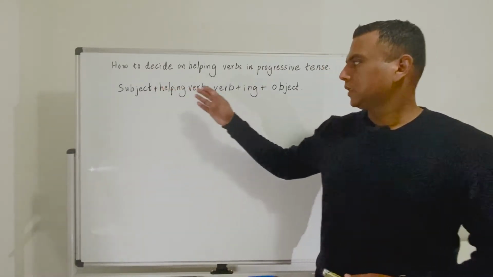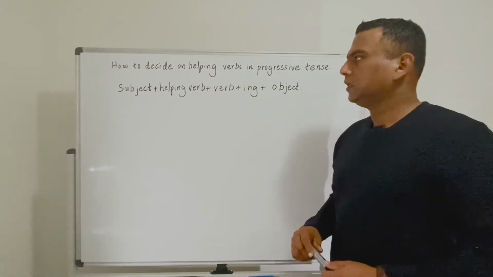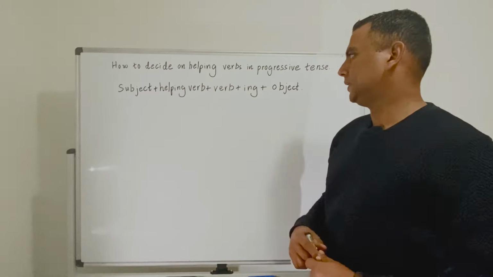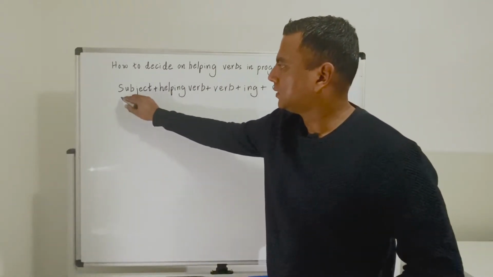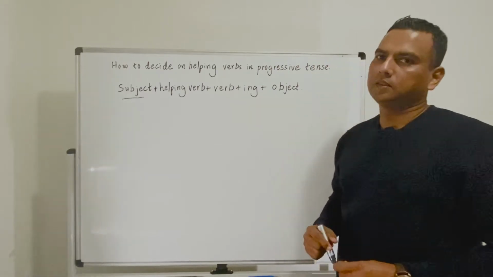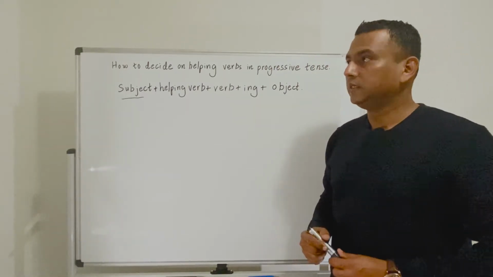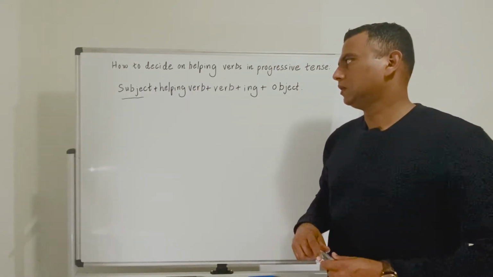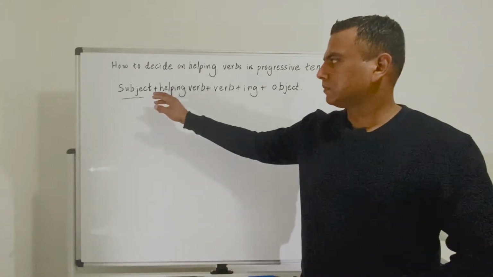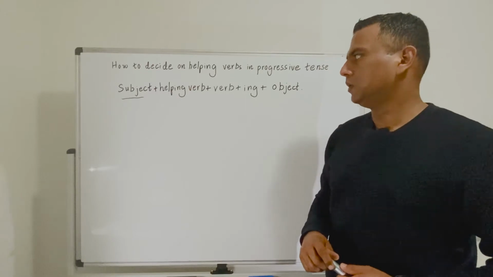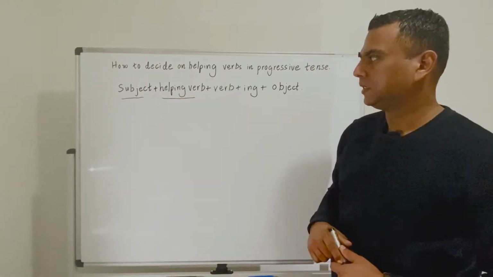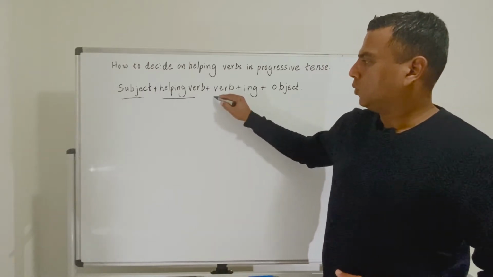So as you can see, I have put up the structure of a progressive tense sentence. We have the subject. Subject is the person or thing which does the action or the verb of a sentence. Okay, and then we have the helping verb. So this is what we are going to talk about today. Then we have the verb.